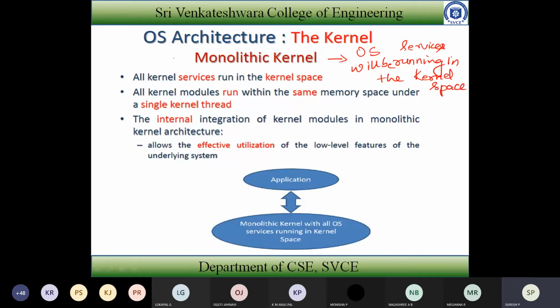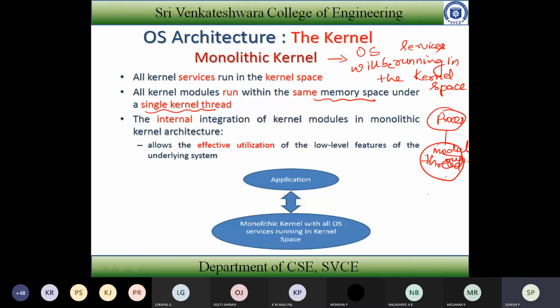Now when you talk about all the kernel modules, they will be running within the same memory space under a single thread. It is going to have the main process in the kernel. Within the main kernel, it is going to create only one thread. Only one thread will be created. Inside this particular kernel thread, only that particular module is going to run.